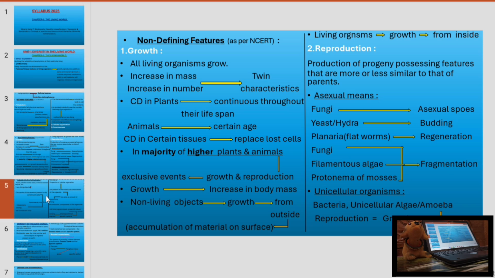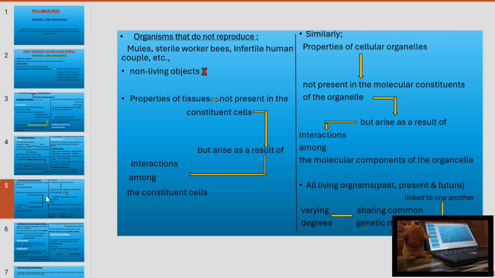And then coming to organisms that do not reproduce. Mules, sterile worker bees, infertile human couple, etc. are some organisms that do not reproduce. And no non-living objects can grow. So here you are seeing almost if every organism can reproduce, it is said to be only living organism.